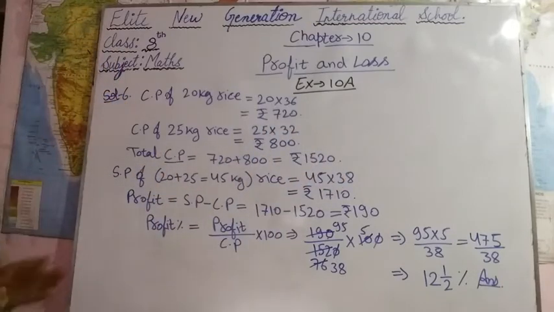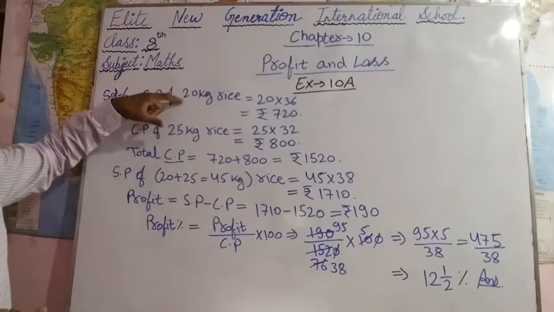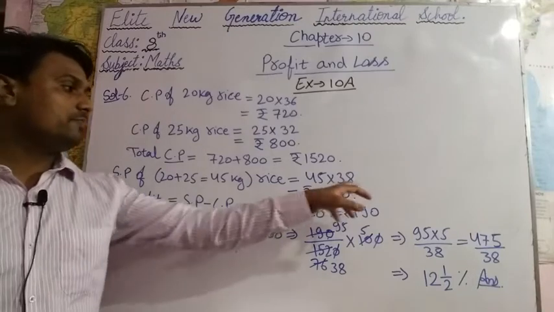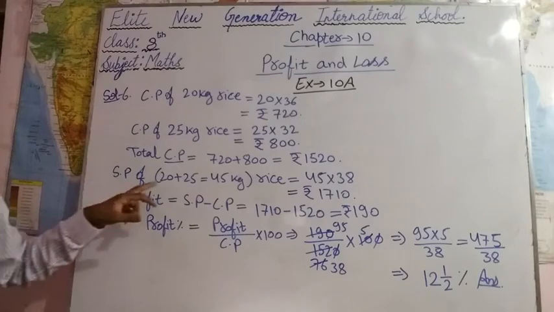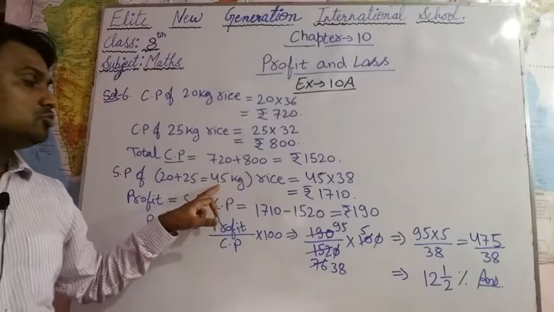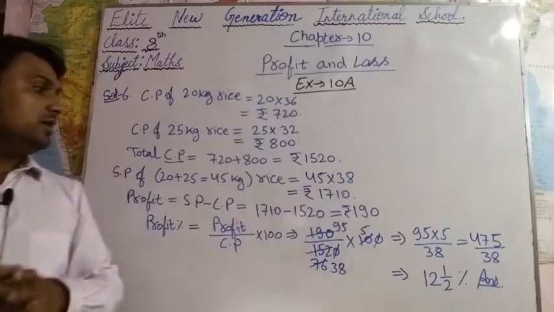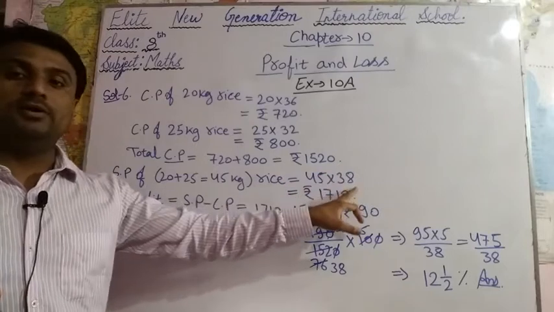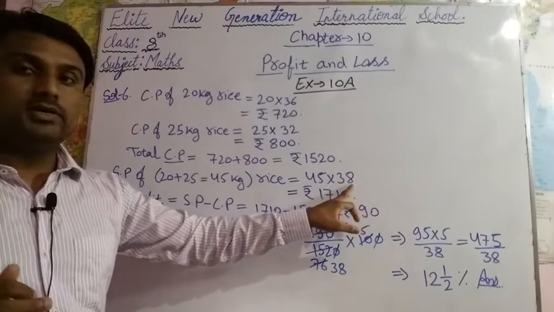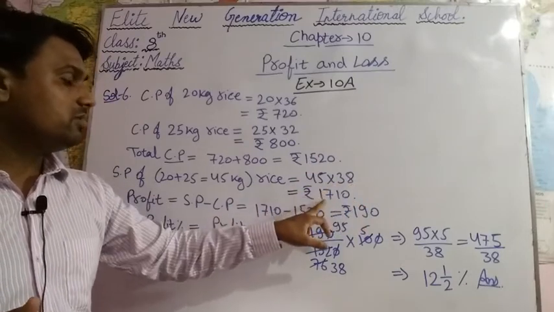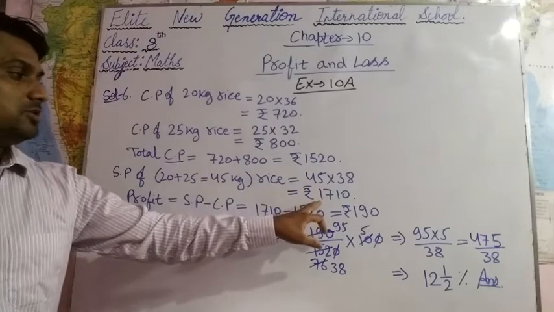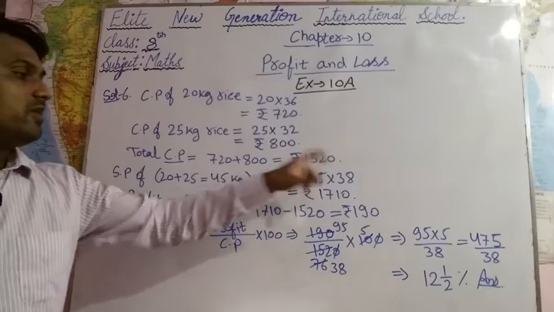Now after this he mixed both the varieties, means he added 20 kg and 25 kg of rice together. And he sold it at the rate of rupees 38. So SP of 20 plus 25, that is 45 kg of rice. He sold at the rate of rupees 38. So here 45 into 38. Total rice was 45 and the cost of 1 kg rice was 38. So 45 into 38, it will be 1720. Now we can see that SP is 1720 and CP is 1520.